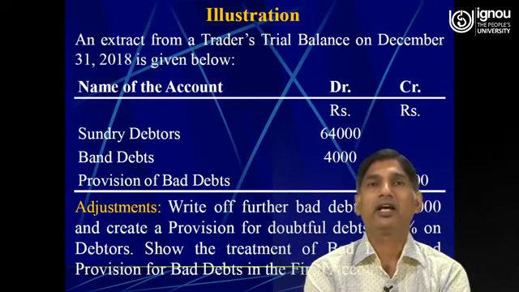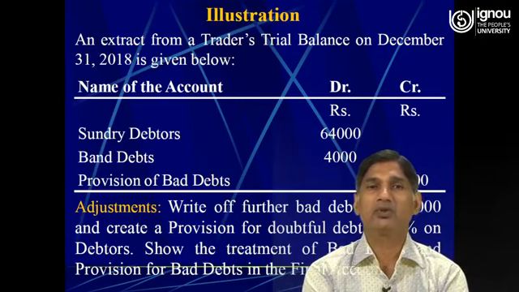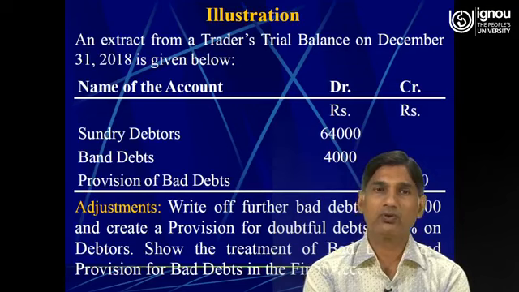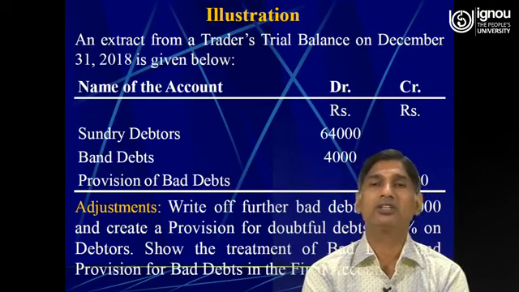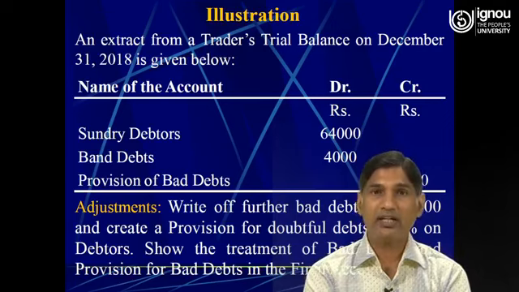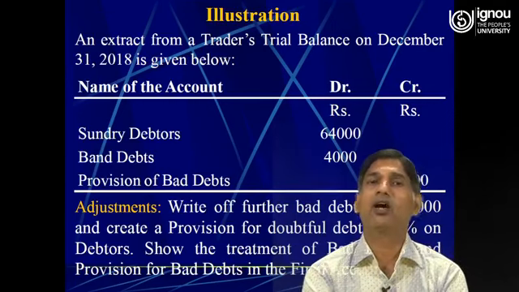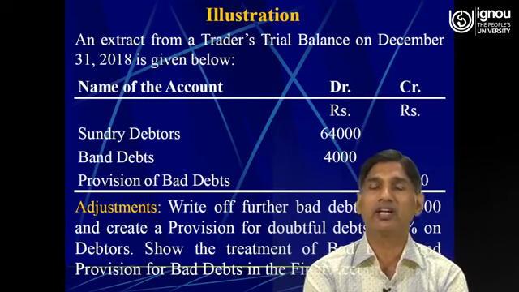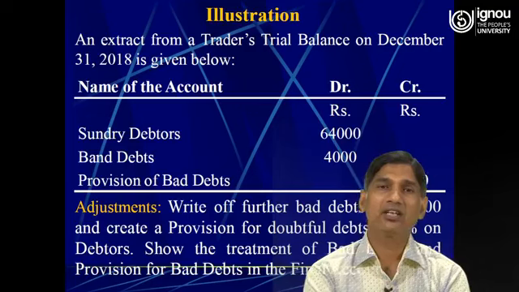So here an illustration is given: on 31st December 2018 the amount of debtors is 64,000, bad debts is 4,000, provision for bad debts 7,000. It means the 7,000 is the old provision. Further bad debts is 2,000 given outside the trial balance, and we have to create a provision for doubtful debts at the rate of 5% on debtors. Show the treatment of bad debts and provision for bad debts in the final accounts.